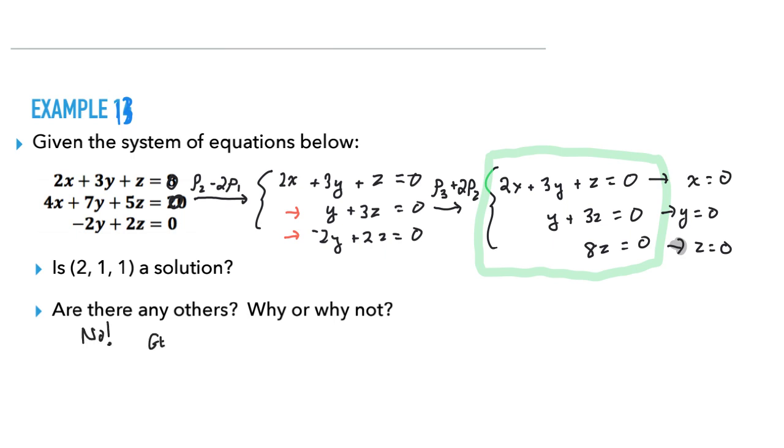If the general system is equal to the particular plus the homogeneous, and the only solution to the homogeneous system is all zeros, as we call it the zero vector, then that means the general system is just the particular, and that's it. 2, 1, 1 is the only solution to this system. This system is consistent and independent.